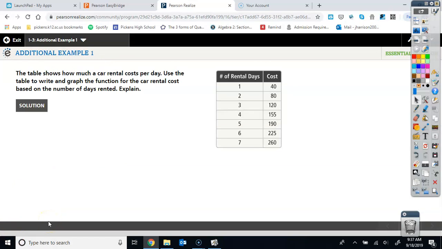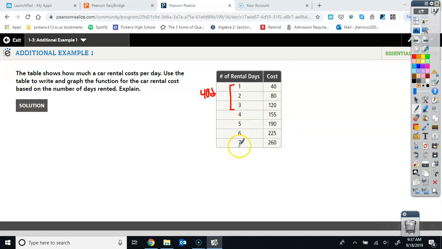So you see the table at the right. The table shows how much a car rental costs per day. Use the table to write and graph the function for the car rental cost based on the number of days rented, and then explain. So what happens? Well, if 1 day is $40 and 2 days is $80 and 3 days is $120, you should see a little pattern there that breaks down right here. In the first couple days here, it's $40 times the number of days.